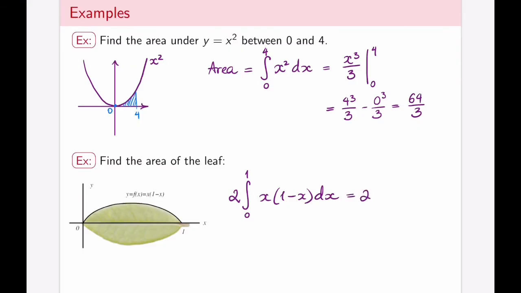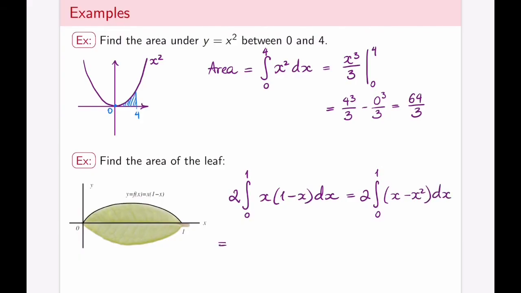What are we going to have here? As discussed previously, I cannot split integrals across a product. I'm going to have to factor things out and then apply other rules. So what I'm going to have is the integral between 0 and 1 of x minus x squared dx.